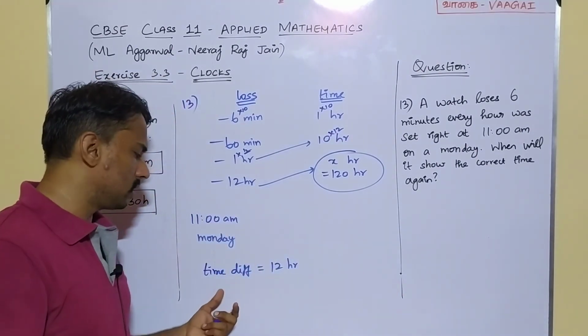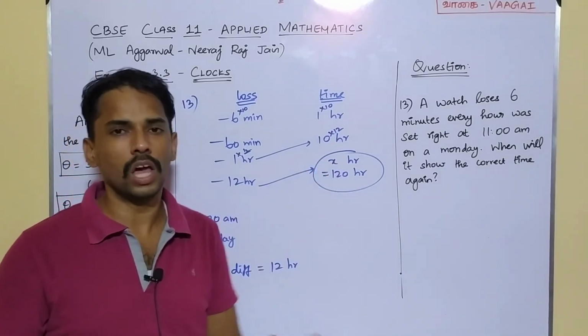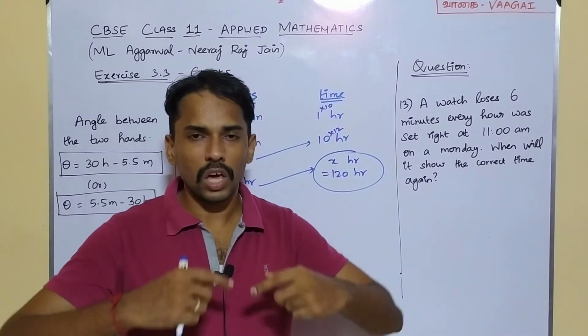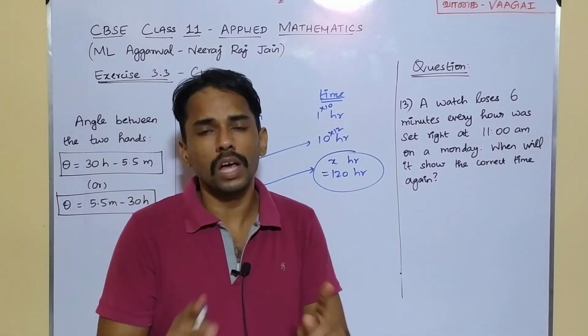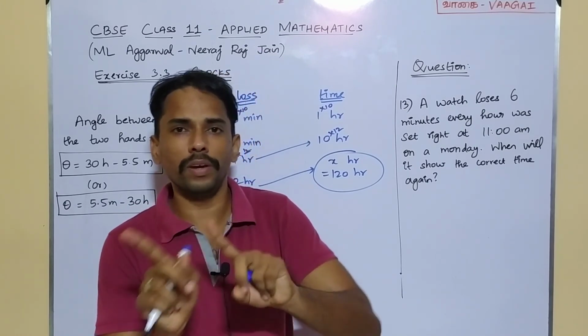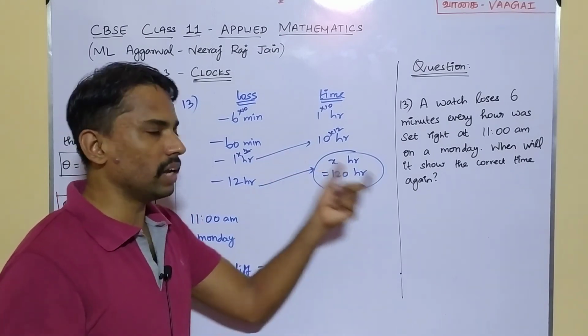Okay, so that means in order to get this time difference of 12 hours, we'll have to wait for 120 hours. So only after 120 hours can you find a time difference of 12 hours between both the clocks. So that means in a 12 hours time difference, they both will be showing the same time. Okay, so shall we see what time it is after 120 hours? How much time will it show?